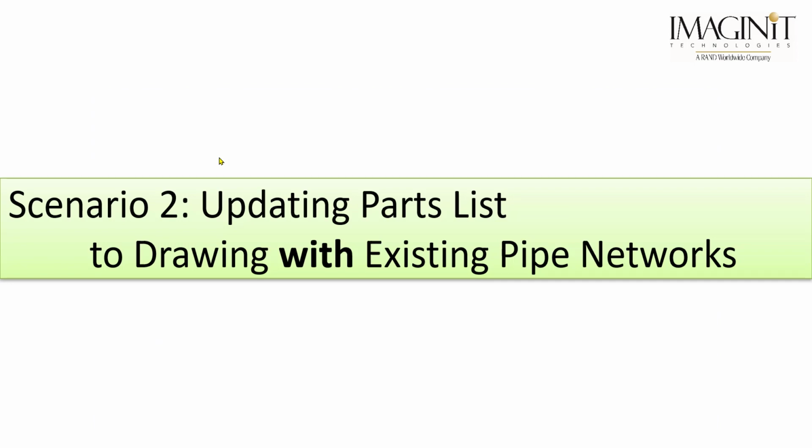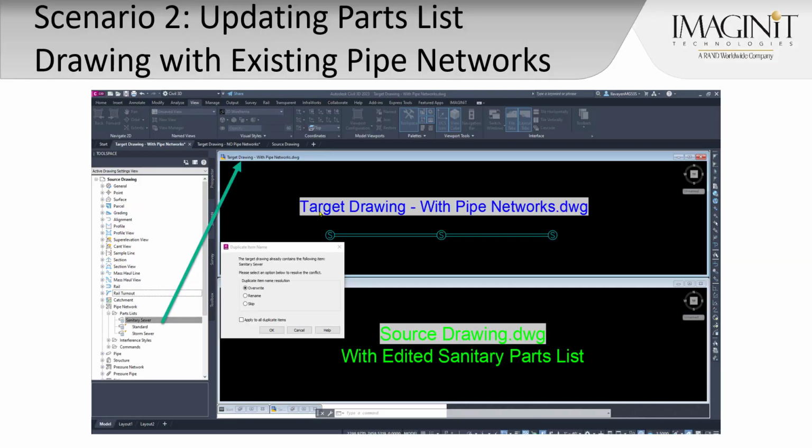The second scenario will be updating the parts list to a drawing with an existing pipe network. Again, we will use the drag and drop method from the source drawing to the target drawing using the Toolspace Settings tab. But because there is an already existing pipe network in the destination drawing, you may need to take an extra step to see the added parts. Let's jump into Civil 3D and see this in action.